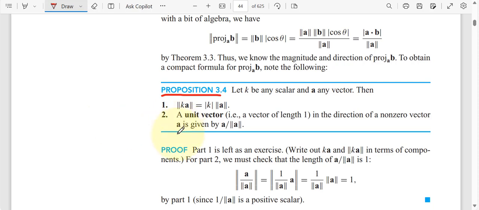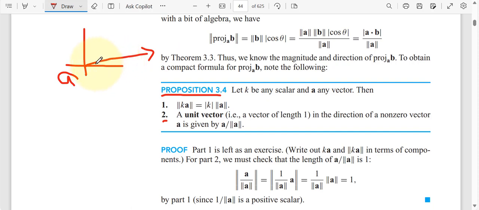That's what they mean by a unit vector. So in number 2, they say a unit vector, i.e. a vector of length 1, in the direction of a non-zero vector A is given by this. So remember, A is some vector, and it points in some direction. But this doesn't have to be a unit vector. It could be any length vector.